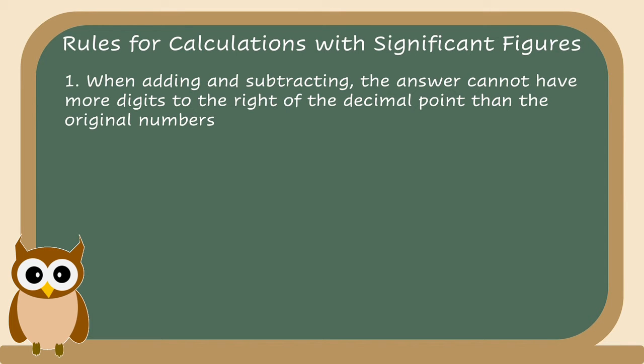Firstly, when adding and subtracting numbers, the answer cannot have more digits to the right of the decimal point than the original numbers. For example, 42.164 plus 3.70. Bear in mind that the first number has 5 significant figures and the second has 3. So let's just add them together quickly.